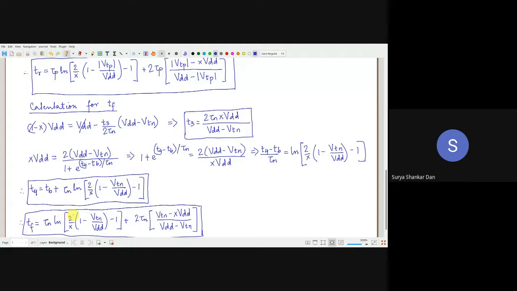Once we have obtained the equations for TR and TF, I'll again use Python. The reason I prefer to use Python is that I'm not going to use any specific intuitive approach over here. Wait, I'll share the whole screen. That's better.